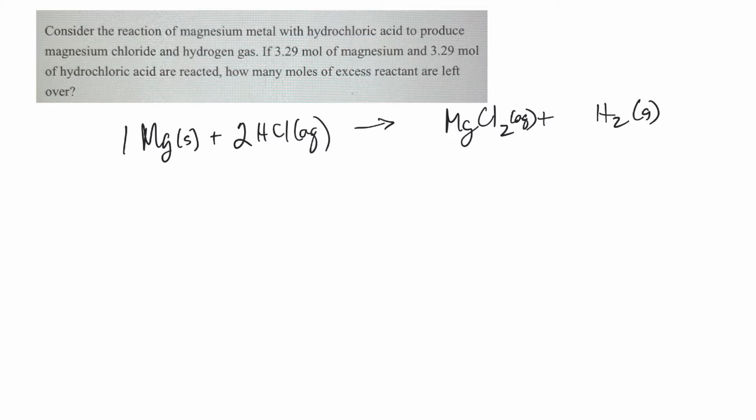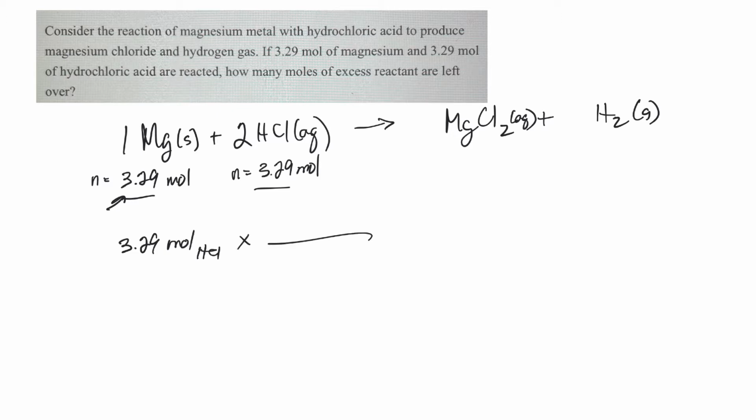So they say 3.29 moles of this, and the same number of moles of this one. How many moles of excess reactant are left? So we have to figure out the limiting reagent first. So you can pick this one or this one, it doesn't matter. Let's pick this one.